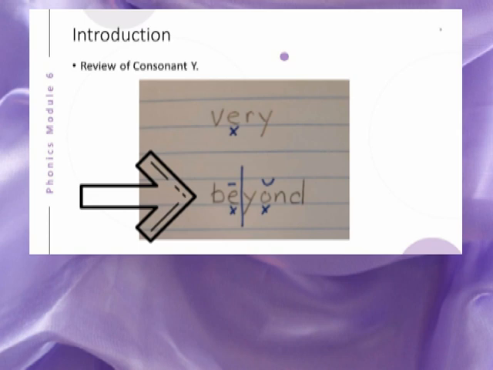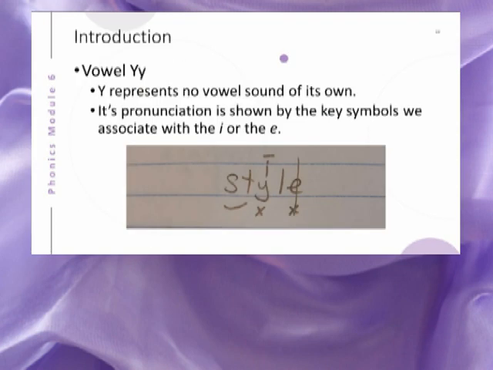Finally, in beyond, the Y is the first letter in the second syllable and is before the vowel O. Therefore, the Y in beyond is a consonant. Y represents no vowel sound of its own. When Y is a vowel, its pronunciation is shown by the key symbols we associate with the I or the E.